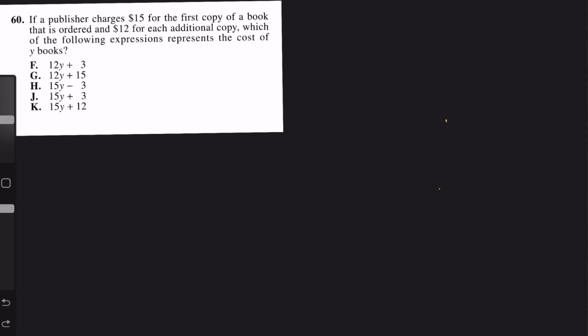Hi, welcome back. This time we will start by doing the last problem of the ICT, number 6T. The problem is asking you to find the equation that best describes what is being said here.